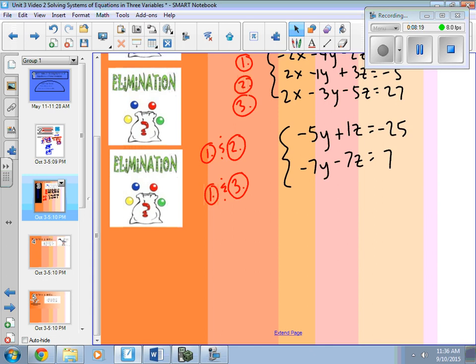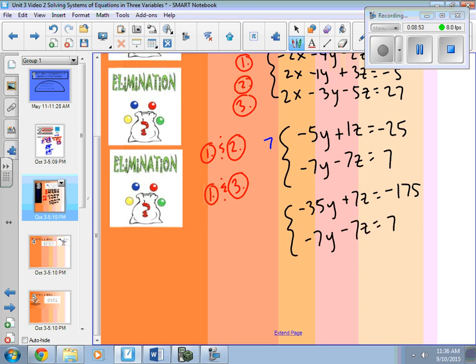So what we want to do now is, again, eliminate another variable. Looks like the easiest way we could do that on this one is to multiply the top equation by 7. If we were to do that, our z's should eliminate. So let's multiply through the top one by 7. We would get negative 35y plus 7z equals, if you take 7 times negative 25, that would be negative 175. The bottom equation, we're just going to leave how it was.